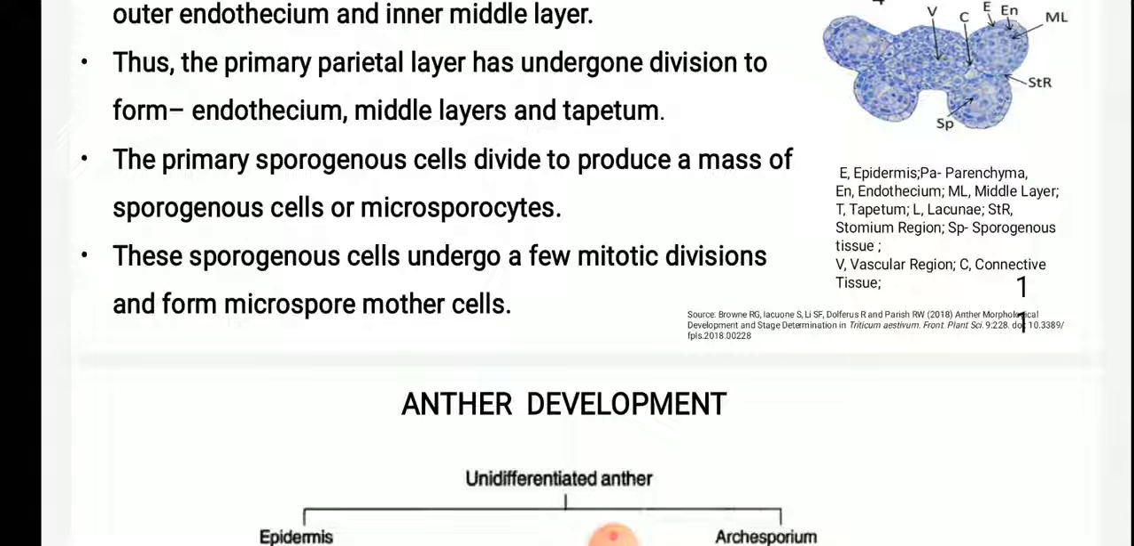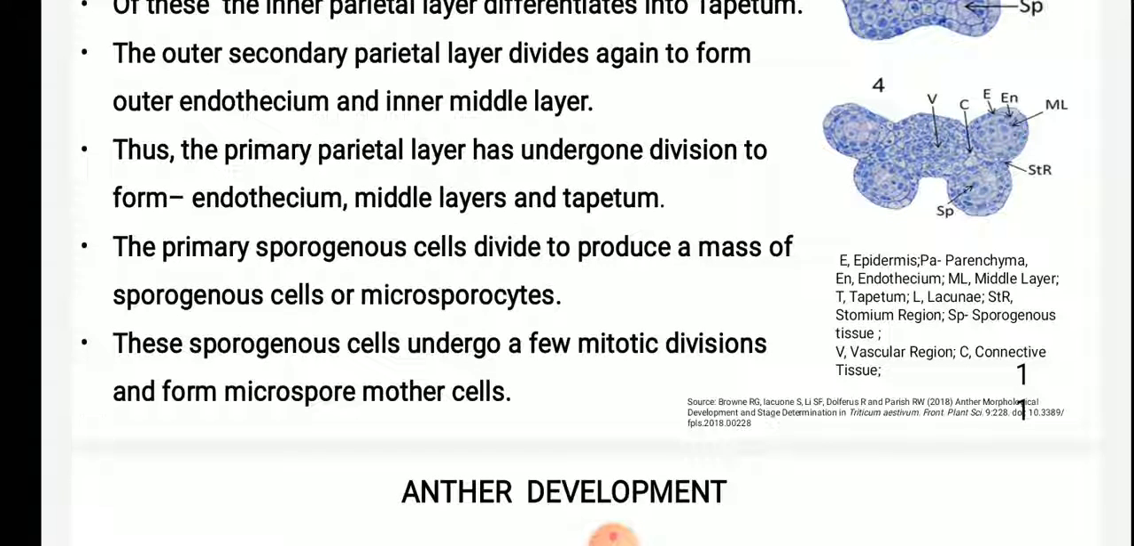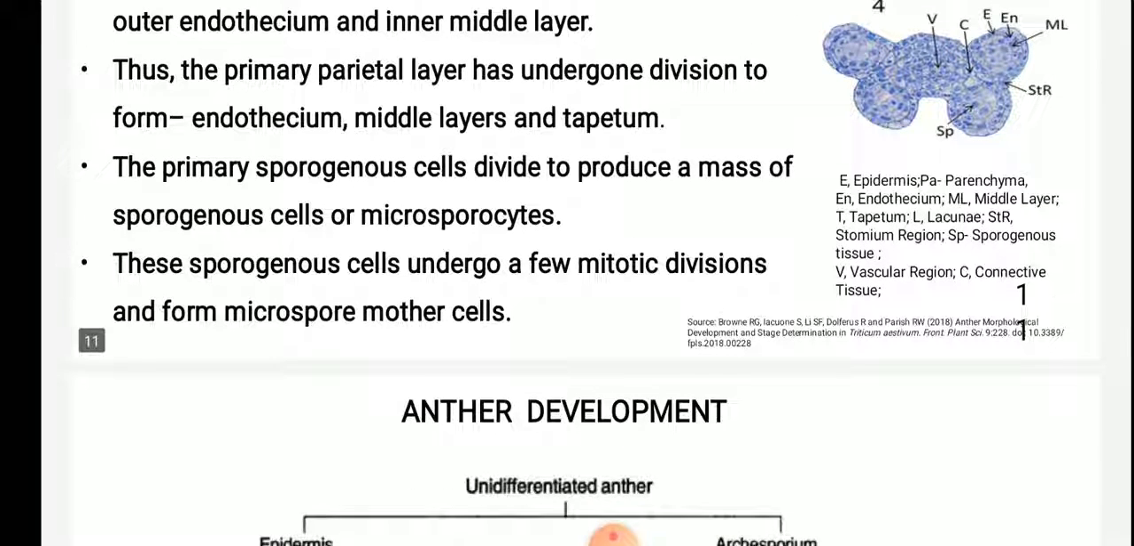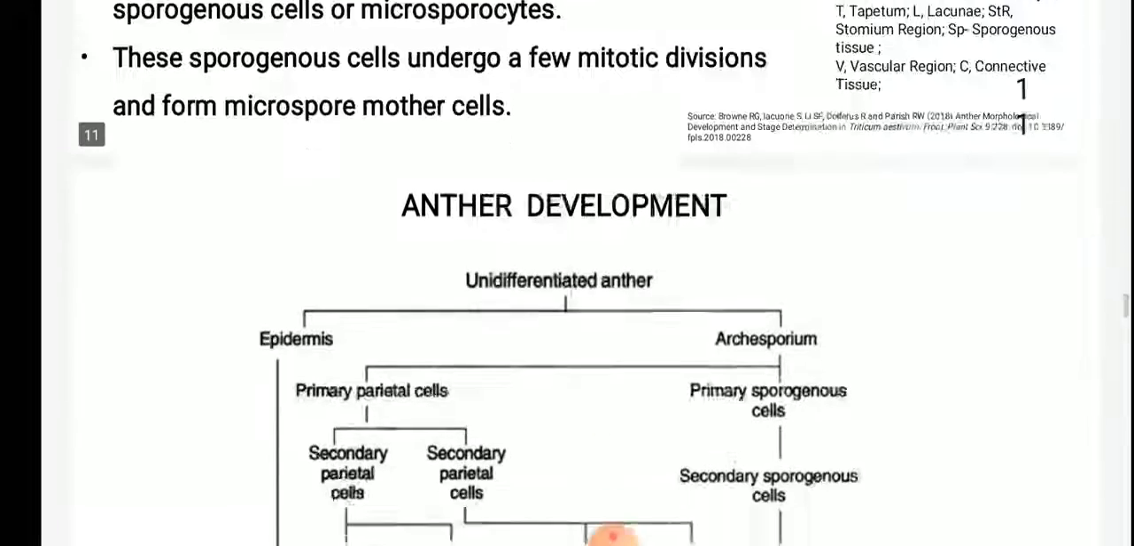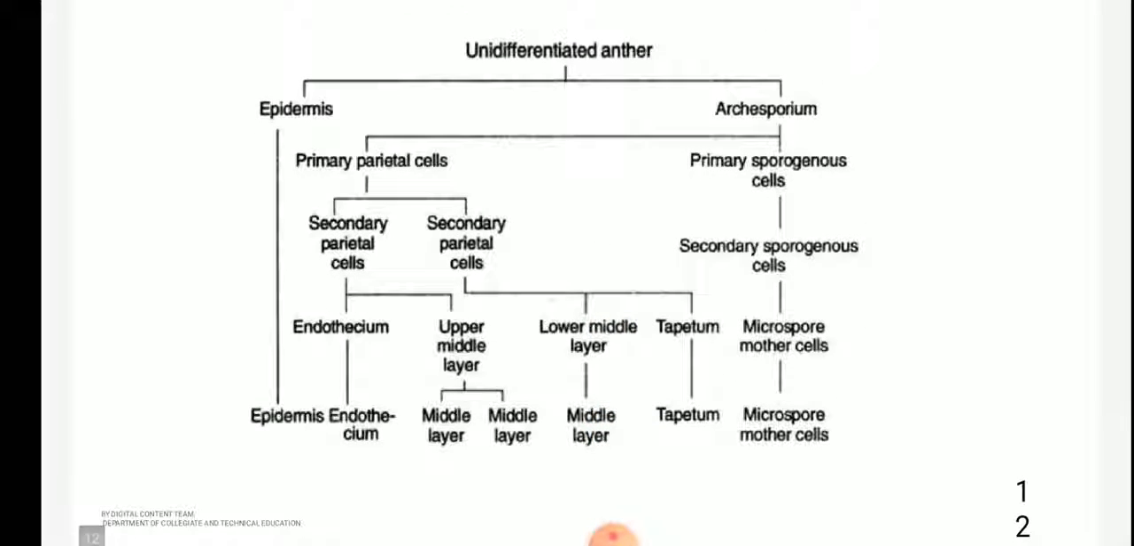The first division of the archesporial cell gives the outer primary parietal layer and the inner primary sporogenous layer. The parietal layer will form the wall of the anther. The sporogenous cells will form the spore mother cells, the microspore mother cells, which eventually give rise to pollen grains. If you look at this picture, you will understand the schematic diagram.